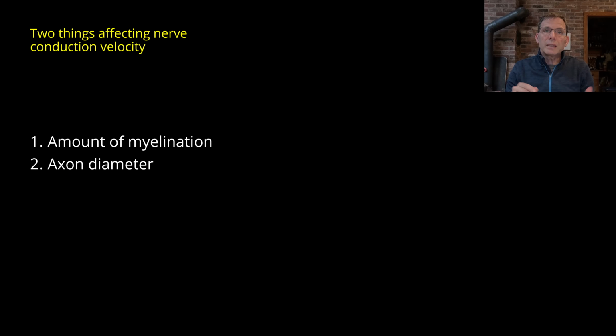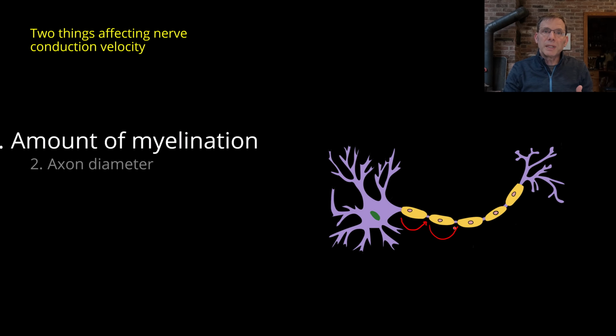There are two things that affect the speed at which an action potential travels along an axon. The first is the amount of myelination. The second is the diameter of the axon. Myelin speeds up an action potential by insulating the axon and causing saltatory conduction.